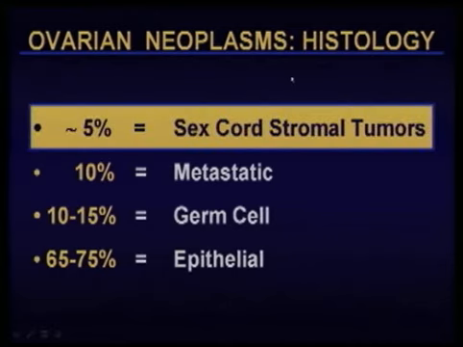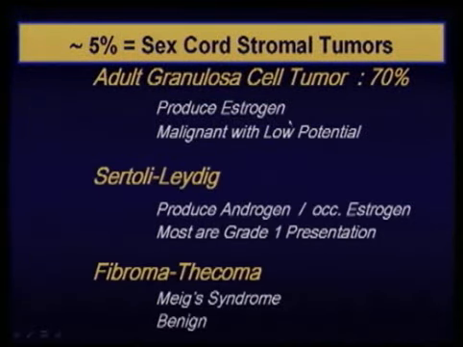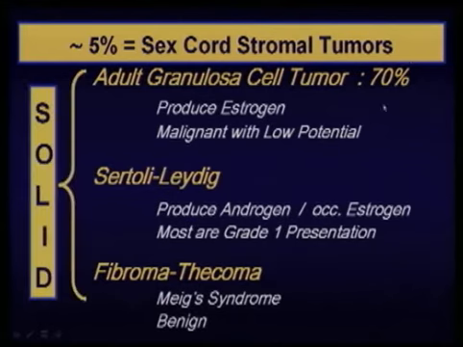Let's start with sex cord stromal tumors. As the name implies, these arise from the stroma of the ovary, or the scaffolding, which contains the germ cells and the epithelial tissue that form other kinds of neoplasms. So this comes from the stroma of the ovary. They come in 3 different types. The most common is the granulosa cell tumor, and these are all solid.